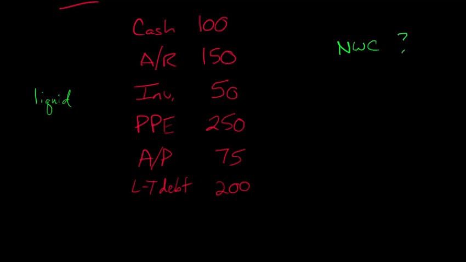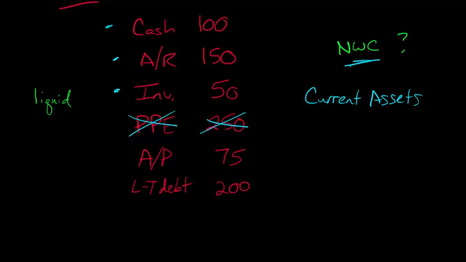Well, first thing we need to do is calculate our current assets. So what are our current assets? Right here, cash, that's a current asset. Accounts receivable is a current asset. And inventory is a current asset. Property, plant, and equipment, not a current asset. That's a non-current asset, so that doesn't factor in. That's not part of our calculation of net working capital. So what's that turn out to be? 250, 300. So current assets of 300.